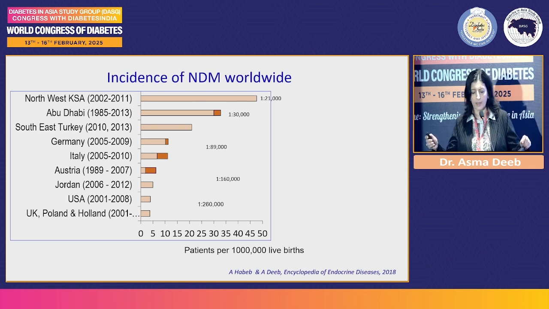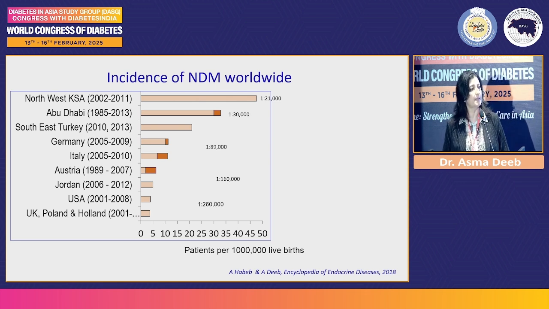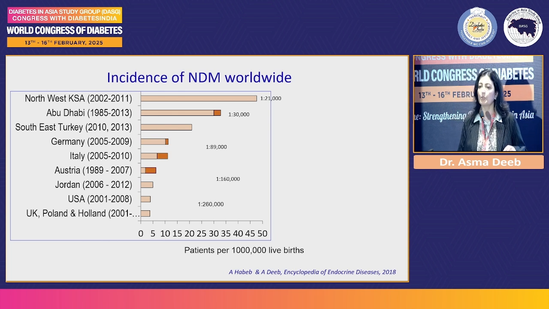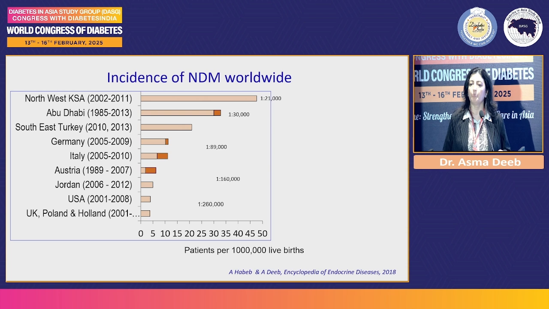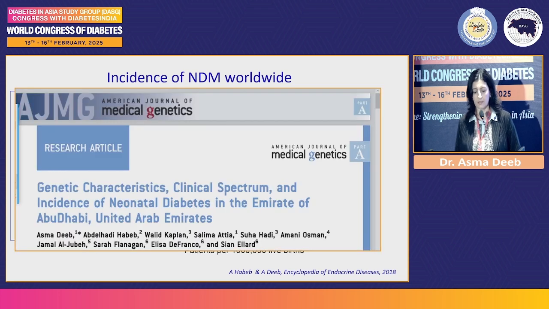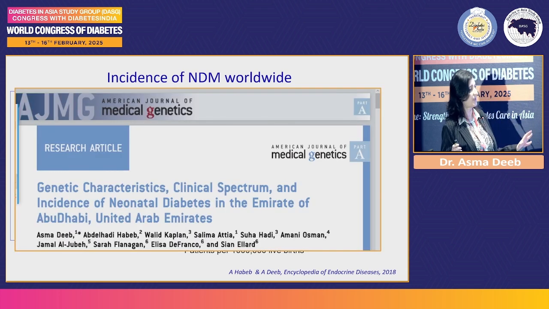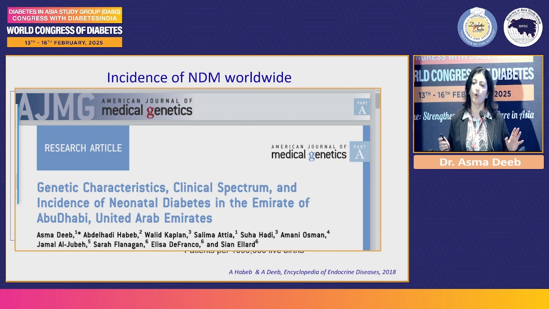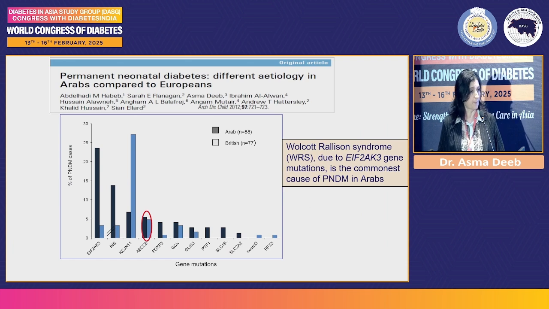When we looked at our statistics, in a place like Saudi Arabia, for example, it's 5 times more common than that in Europe. And similarly, in our region, when we looked at Abu Dhabi, United Arab Emirates data, we found that it is quite high in comparison to Europe and the United States. And we have a really interesting, fascinating spectrum of monogenic diabetes that we have published over the years.